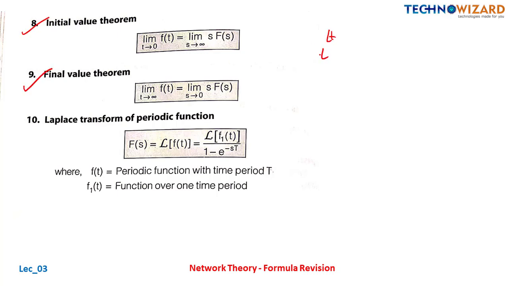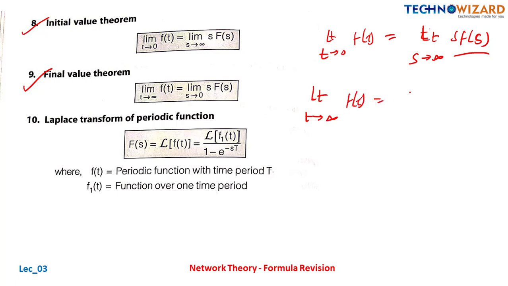Now if we want to find the initial value, that is limit t tends to 0 f(t), then if we convert this theorem into the Laplace domain, this will be equal to limit s tends to infinity s F(s). This will be the initial value theorem. And for the final value theorem, that is limit t tends to infinity f(t), this will be given as limit s tends to 0 s F(s), like this. Okay, these two theorems are very important.